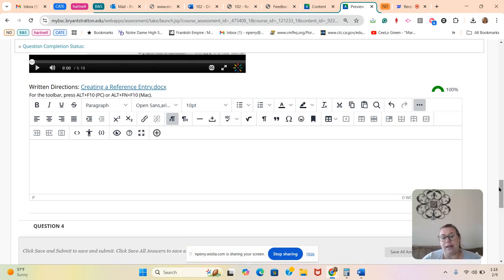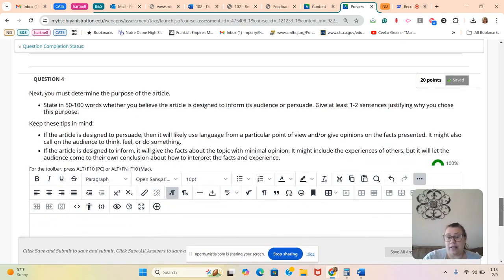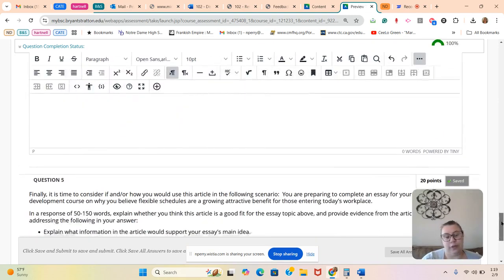Bryant and Stratton really focuses on the APA citation, so make sure that you are using that exact citation. If it is a different type of citation, it will not be correct. And then the purpose of the article, again paying attention to the word count, 50 to 100 words, and thinking of why it's going to be persuasive. Think about your audience: if my audience is these people, this article is persuasive to those people for this reason. Again, make sure that you are following all the instructions.